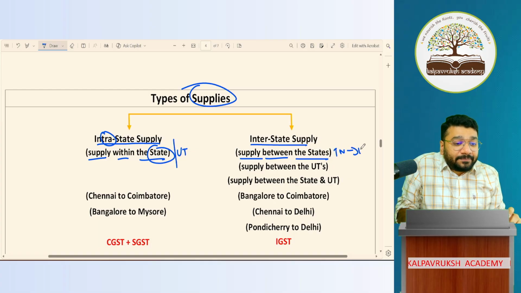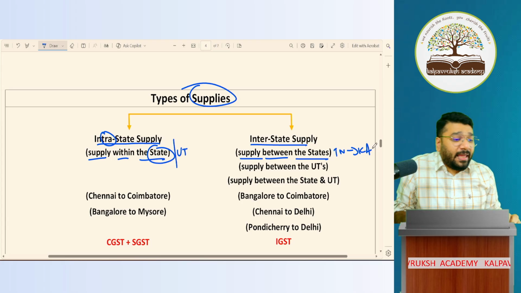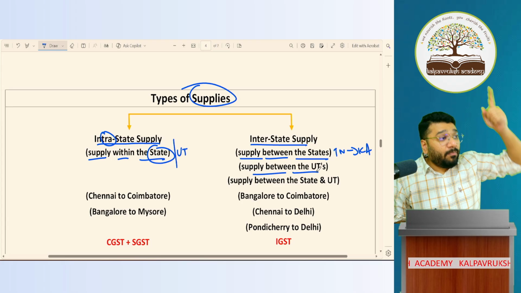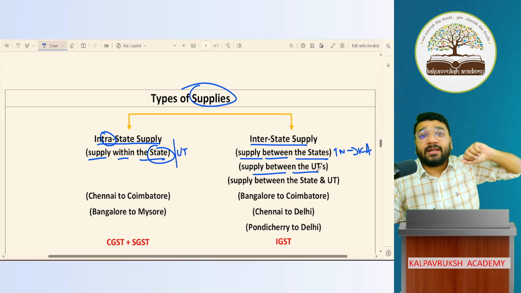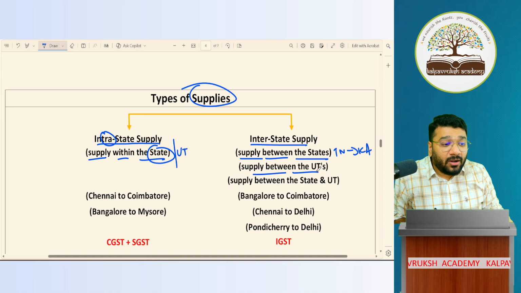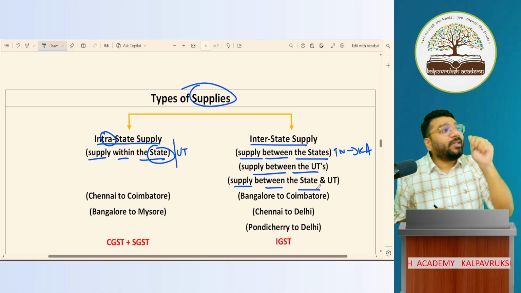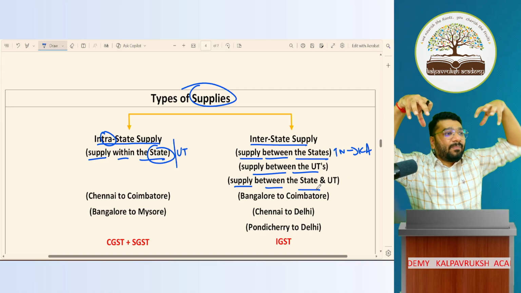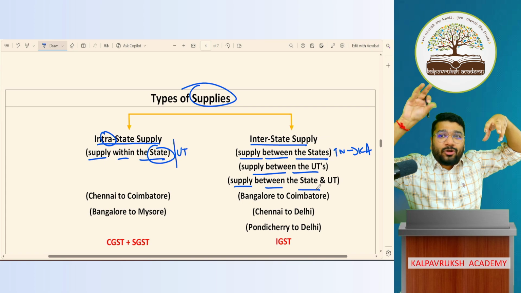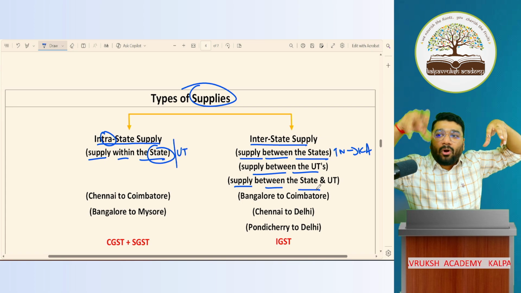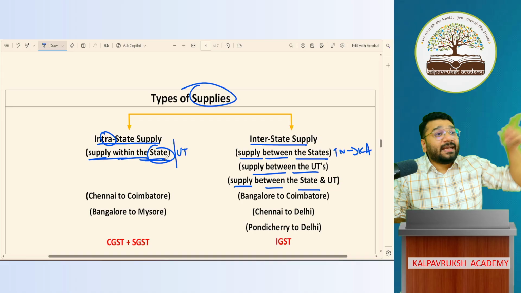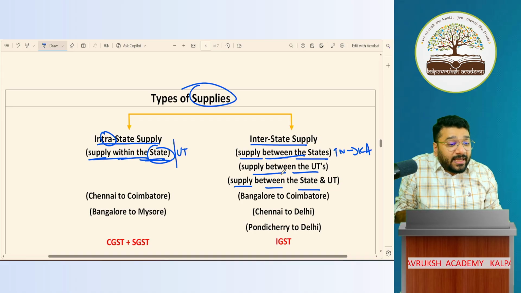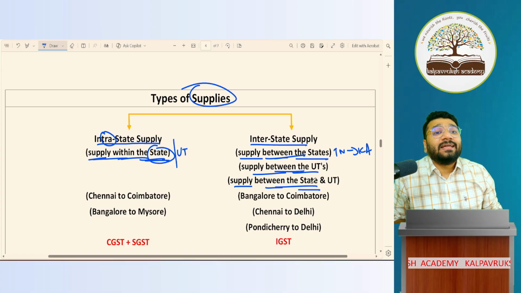Tamil Nadu to Karnataka is interstate supply. Supply between union territories, from Pondicherry to Jammu Kashmir, two different union territories, is interstate supply. Got it? Supply between state and UT: Pondicherry is a union territory, Tamil Nadu a state. From Tamil Nadu, I'm selling to Pondicherry. This is called interstate supply. So supply within the state or within UT is intrastate supply. Supply between states, between UTs, between state and UT, all are interstate supply.